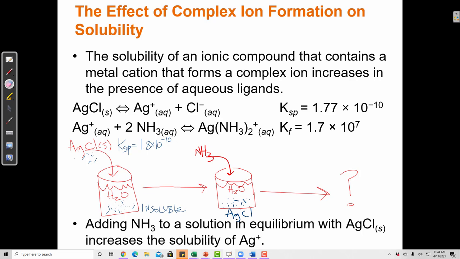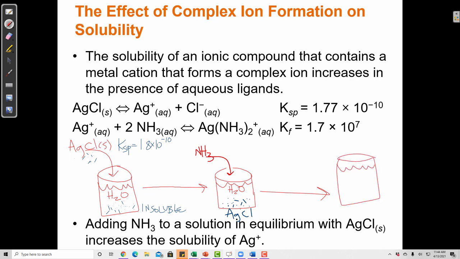So at the end, what am I going to have? I'm going to have a solution with water and Ag(NH3)2+, and all of the silver, and Cl minus. Right? Cl minus is now in there, floating around, because the Cl minus never went away, it was always floating around. So, adding NH3 helps dissolve AgCl.